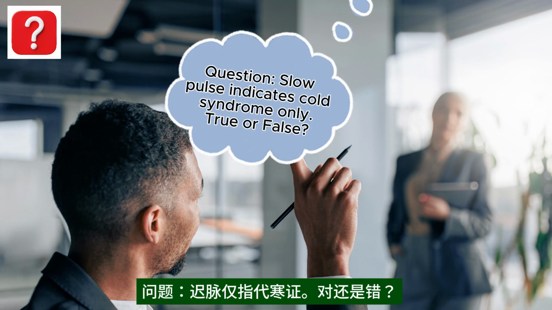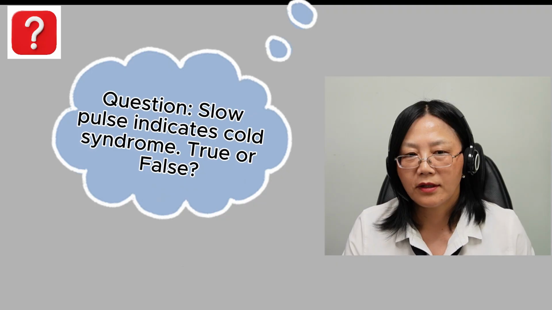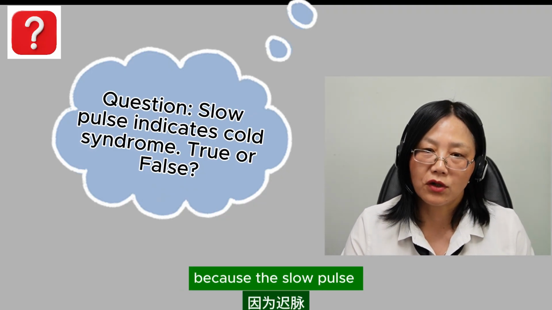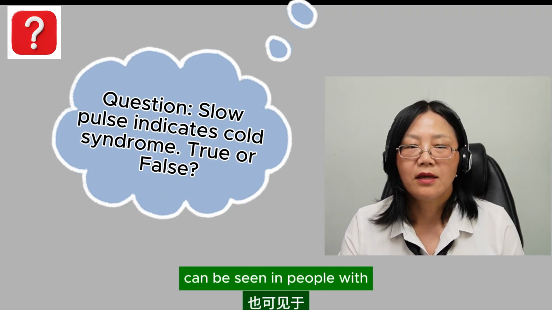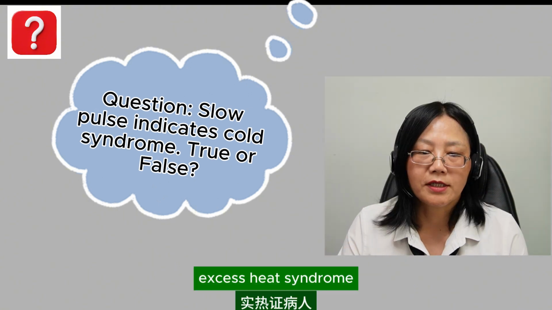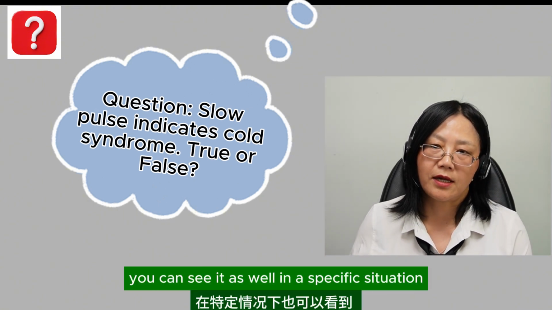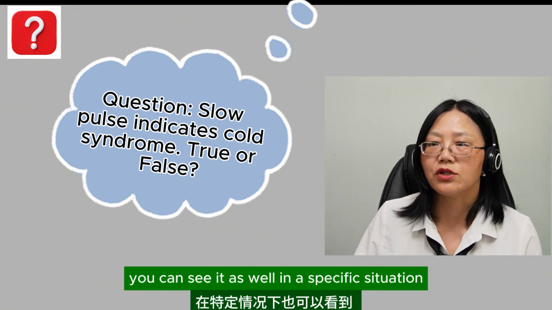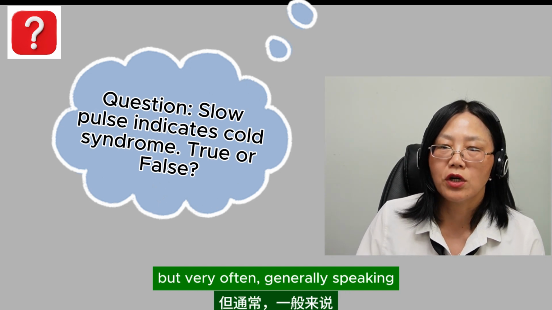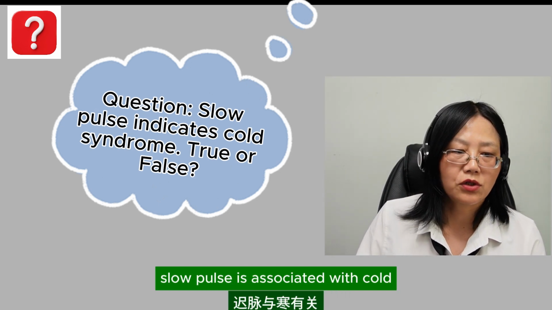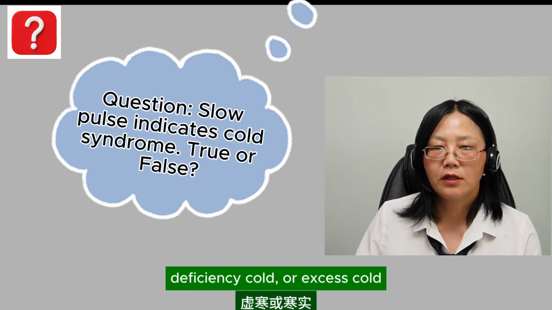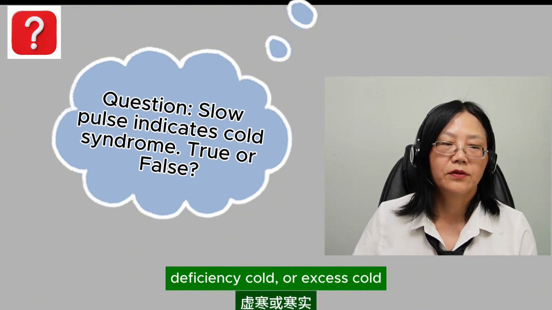Question. Slow pulse indicates cold syndrome only. True or false? The answer would be false, because the slow pulse can be seen in people with excess heat syndrome. You can see it as well in a specific situation. But very often, generally speaking, slow pulse is associated with cold, deficiency cold or excess cold.